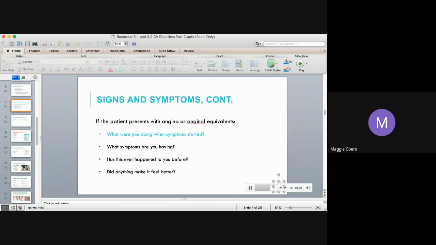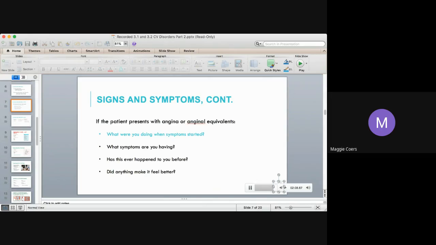We want to make sure also that we clarify the symptoms that the patient is having. We need to ask things like, have they had these symptoms before? What did the patient do to make it better? What other symptoms were you having? To determine if the event might be something more significant.